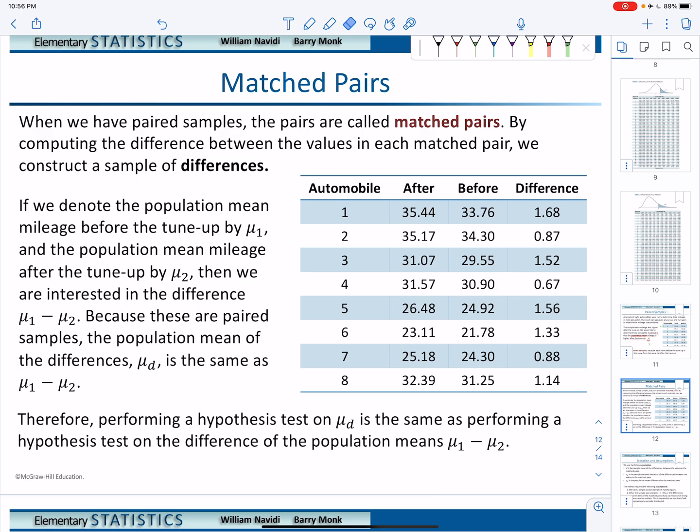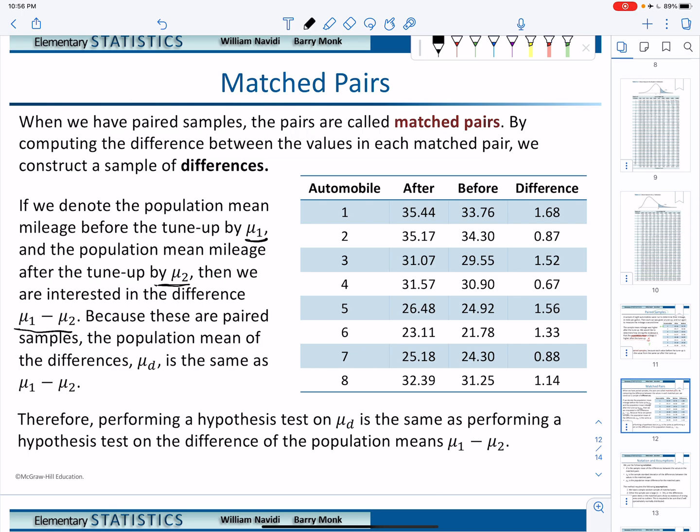If we denote the population mean mileage before the tune-up by mu sub 1, okay, that's right there. Now remember, this is the population mean of the automobiles out there in the population before the tune-up. And then the population mean after the tune-up would be mu sub 2. Then we are interested in the difference, so we want to take the difference of those two population means, one before the tune-up, one after the tune-up.